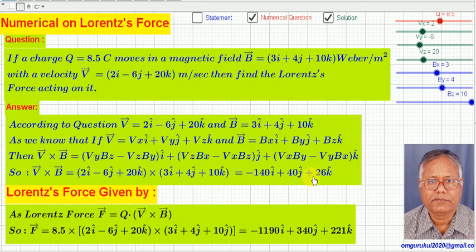And obviously the Lorentz force F is equal to q into v cross B. You put it in this way and solve it, you will get this result. That is the simple way. The most important thing you have to do is v cross B. You must know how to get the cross product of two vectors. That is the essential part of it. This way you can get the numerical. By changing these different values, you can get different answers.